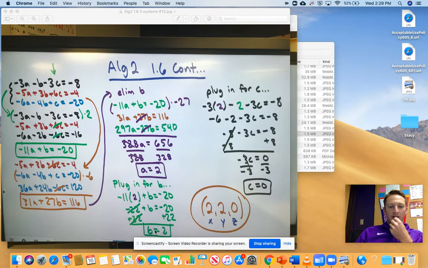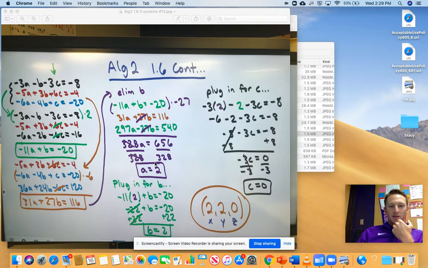Now we have a and b. We can plug these two variables into any of these three equations to find c. I chose the black, the top equation. No rhyme or reason, really. But it just doesn't matter, so I just chose the top one.